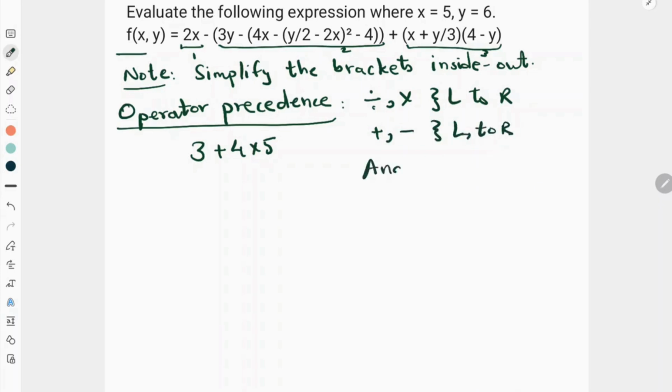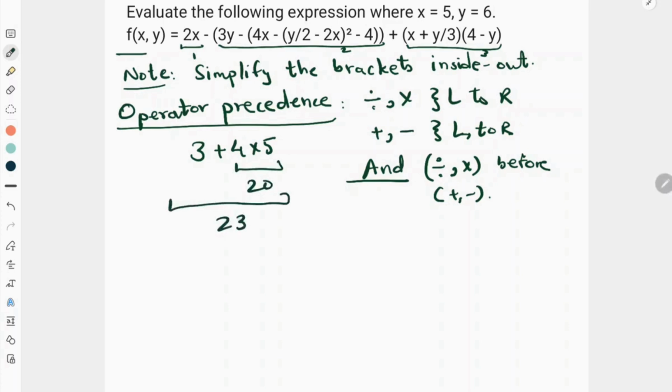and division and multiplication before addition and subtraction. So that's what we mean by operator precedence, that we need to solve this multiplication first before we can solve anything else. So this is 20. So this whole thing is 23. It is not 3 plus 4, it's 7 times 5 is 35. That's not how this expression is evaluated. We need to evaluate using the operator precedence in this and all other examples.